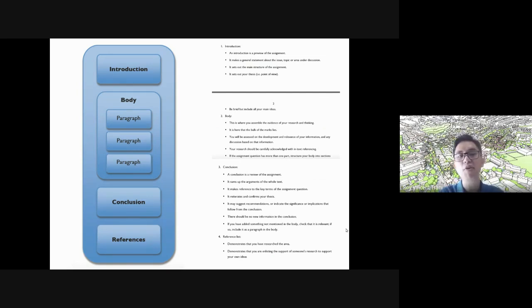So you have three main parts: your introduction, your body, and then your conclusion. So what's inside your introduction? It's as basic as it gets. The introduction of your assignment makes a general statement about the issue, topic, or area under discussion. It sets out the main structure of your assignment, and then it sets out your thesis or your point of view. It must be brief, but include all of your main ideas. So how brief is brief?